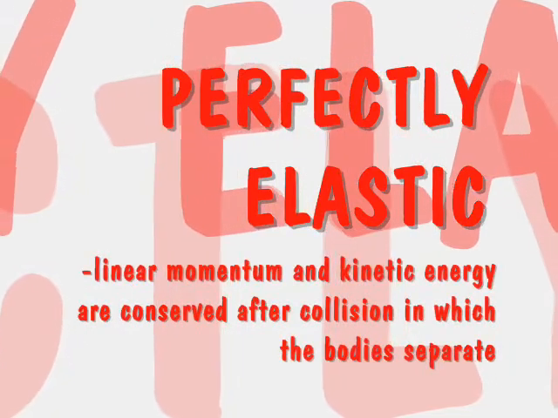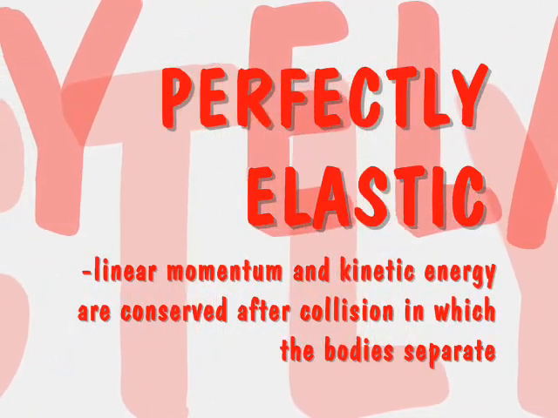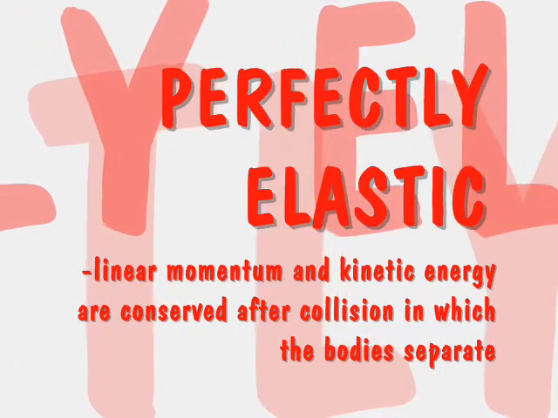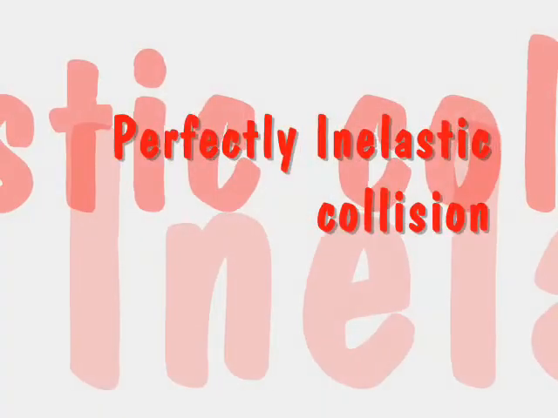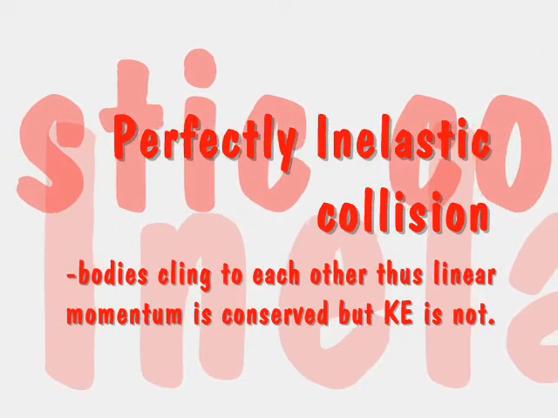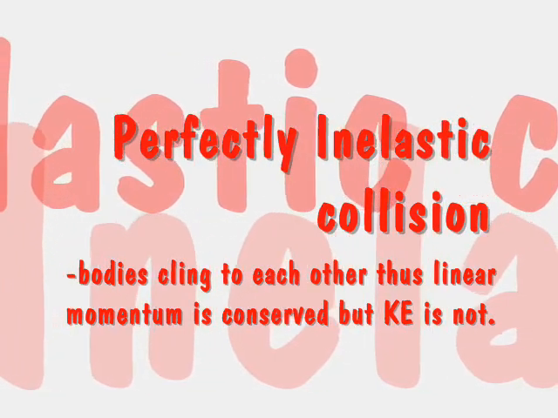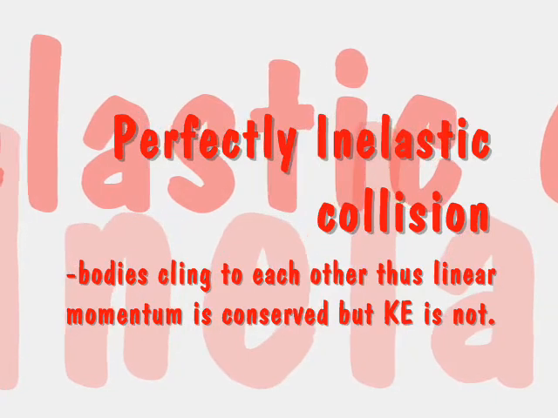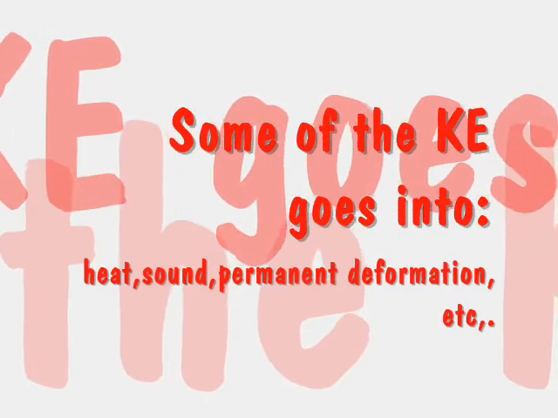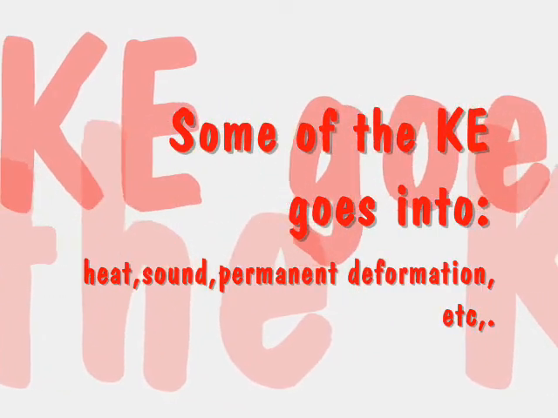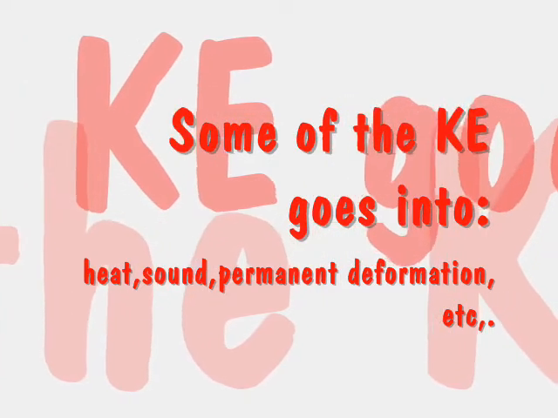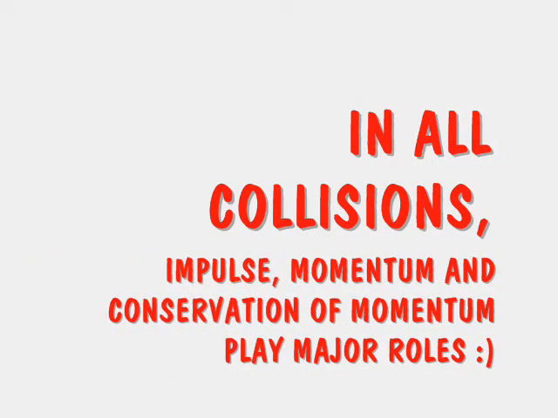In perfectly elastic collisions, linear momentum and kinetic energy are conserved after collision, in which the bodies separate. In perfectly inelastic collisions, the bodies cling to each other and move with a common velocity. Thus, linear momentum is conserved, but kinetic energy is not. Some of the kinetic energy goes into another form such as heat, sound, permanent deformation, etc. In all collisions, impulse, momentum, and conservation of momentum play major roles.